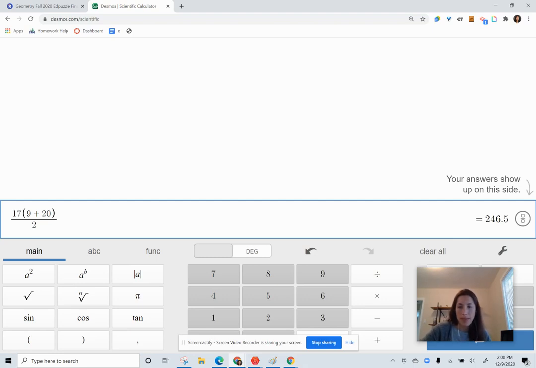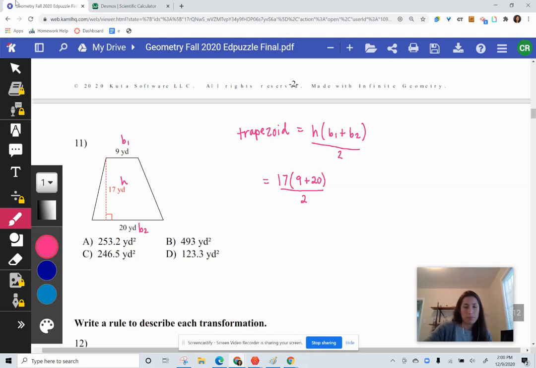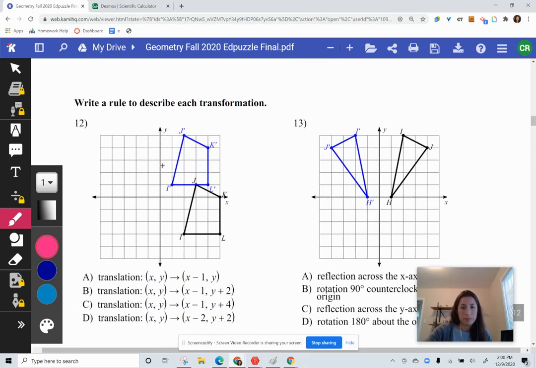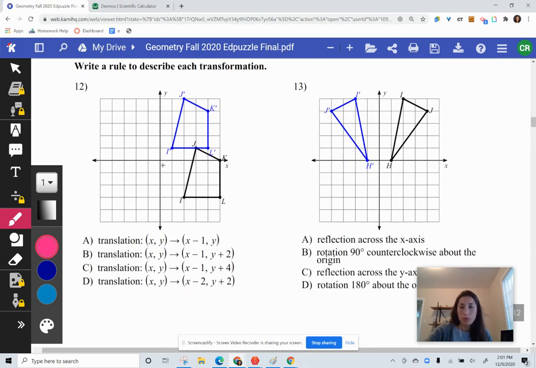Great. And that's going to give us 246.5. Here we're writing a rule for each of these transformations. So our first one here is a translation. So you notice here all of our options are translations.